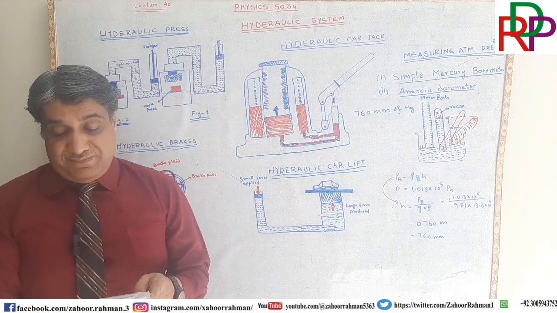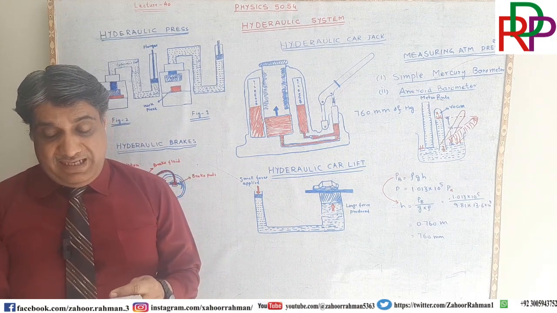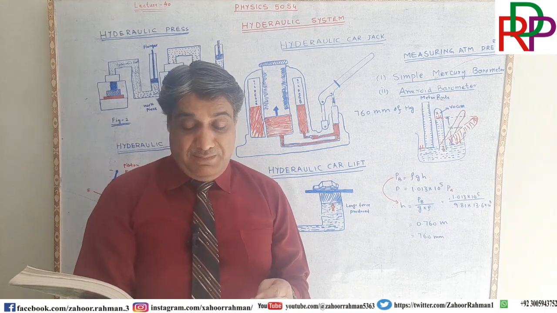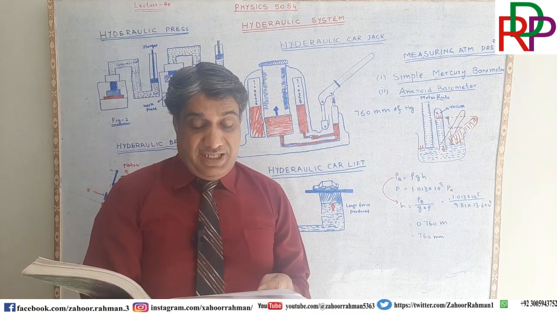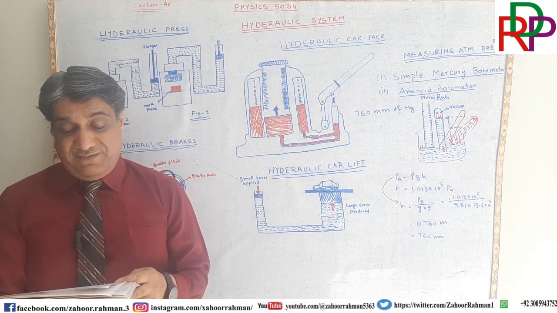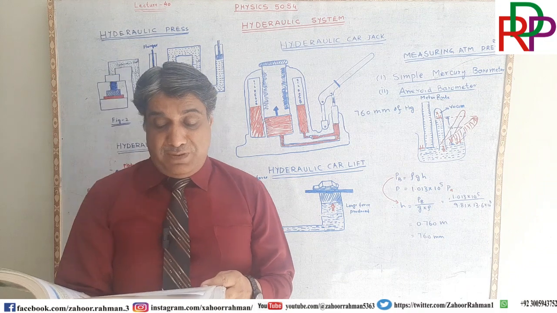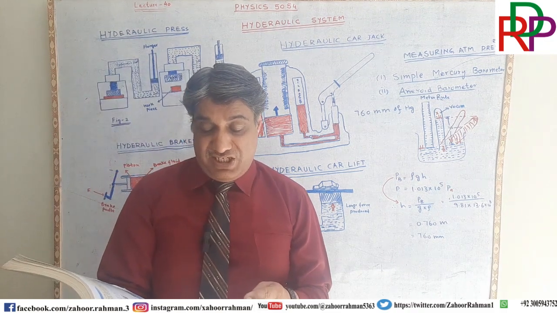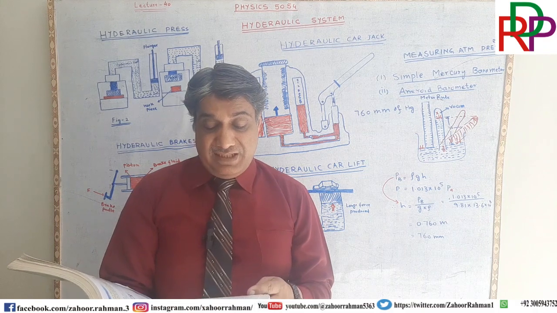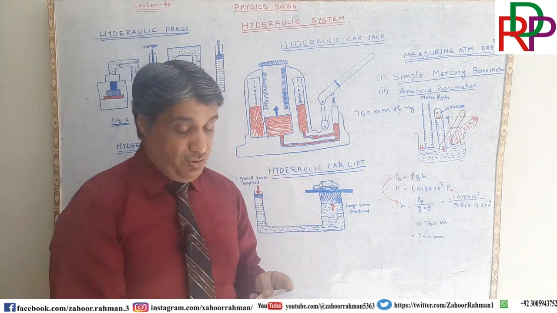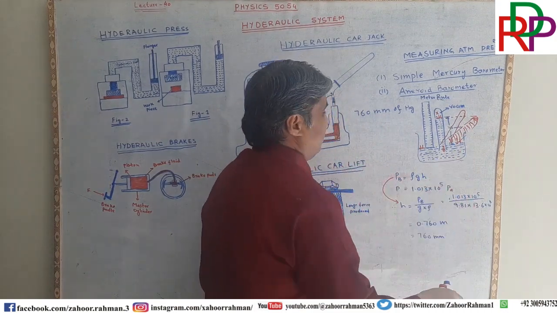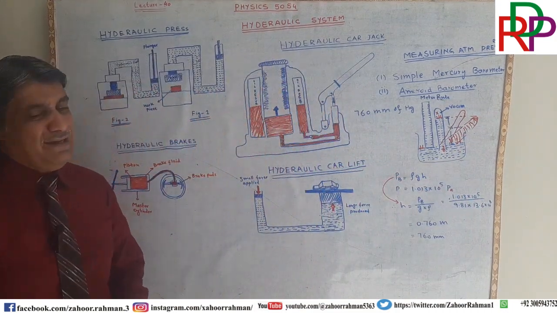The figure which I made roughly here shows the barometer being tilted, but the vertical height of the mercury column remains unaffected. Of course, if the tube is lowered below 760 millimeter, the mercury will completely fill the tube as shown in the figure. In this third portion, I told you that it will be completely filled.